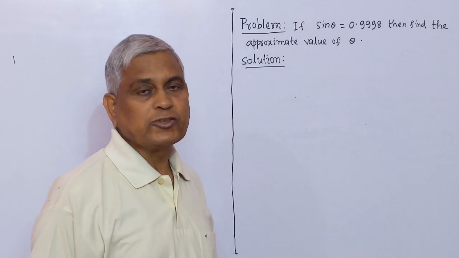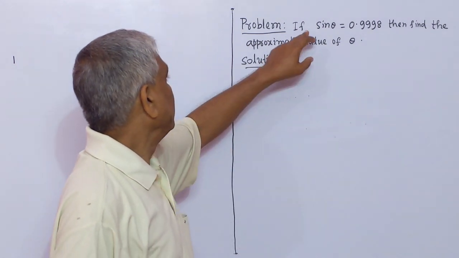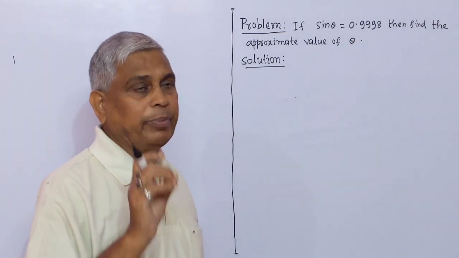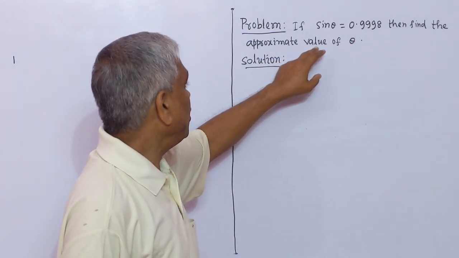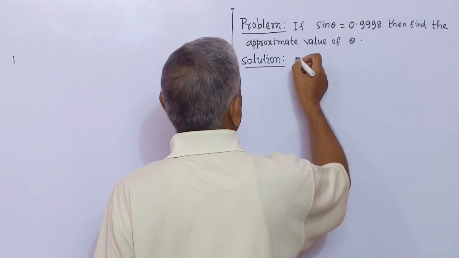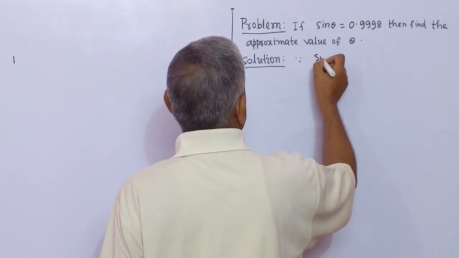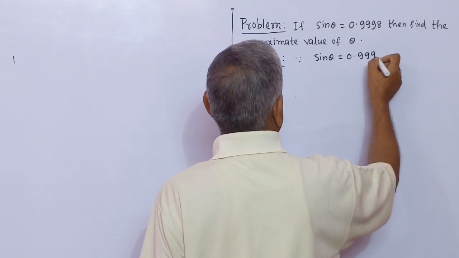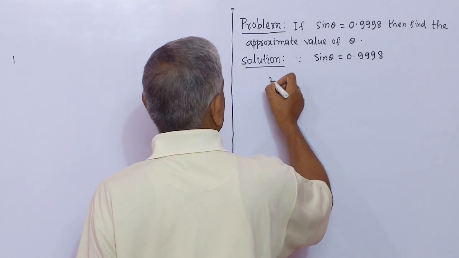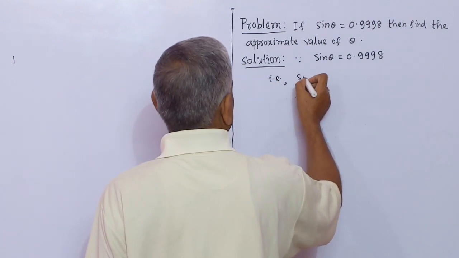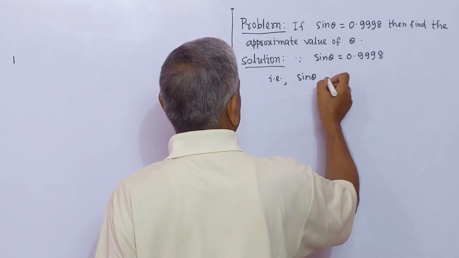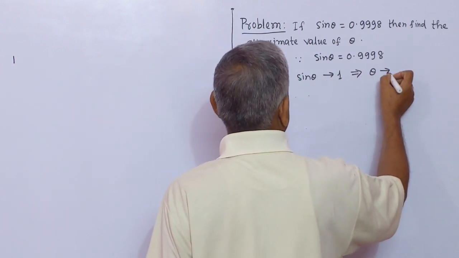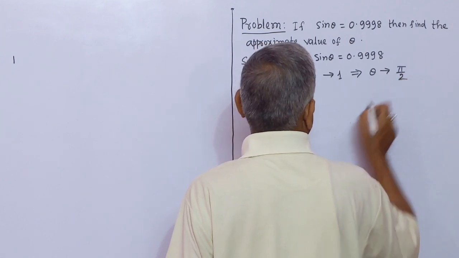Now we solve the next problem. If sine theta equals 0.9998, then find the approximate value of theta. Given that sine theta equals 0.9998, that is, sine theta tends to 1, which implies that theta tends to pi by 2.